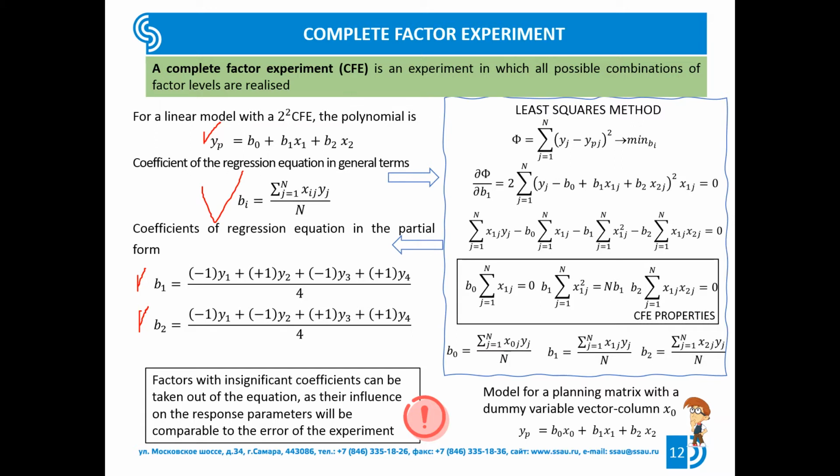Note that all linear coefficients are independent, so each coefficient describes the role of the relevant variable in the process or the strength of influence of the factors. If the coefficient has a plus sign, the response increases as the value of the factor increases, and if it has a minus sign, the response decreases. Factors with coefficients that are insignificantly different from 0 can be removed from the equation, as the influence on the response parameters will be attributed to experimental error.